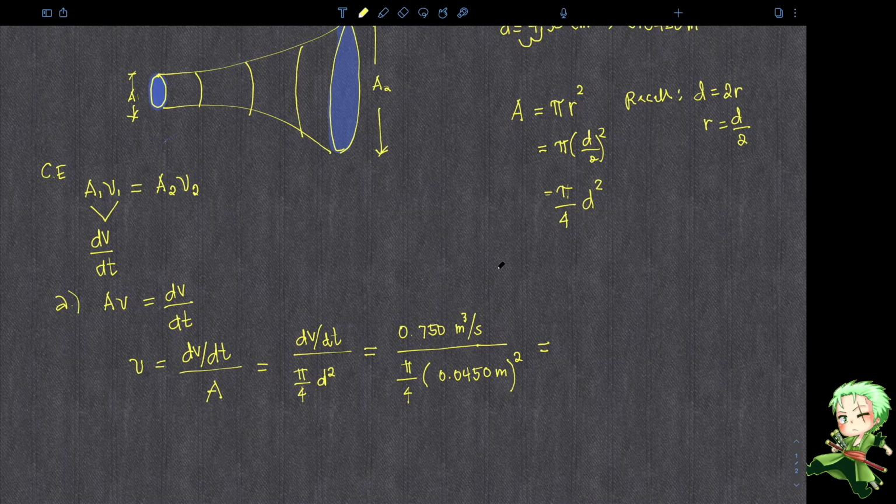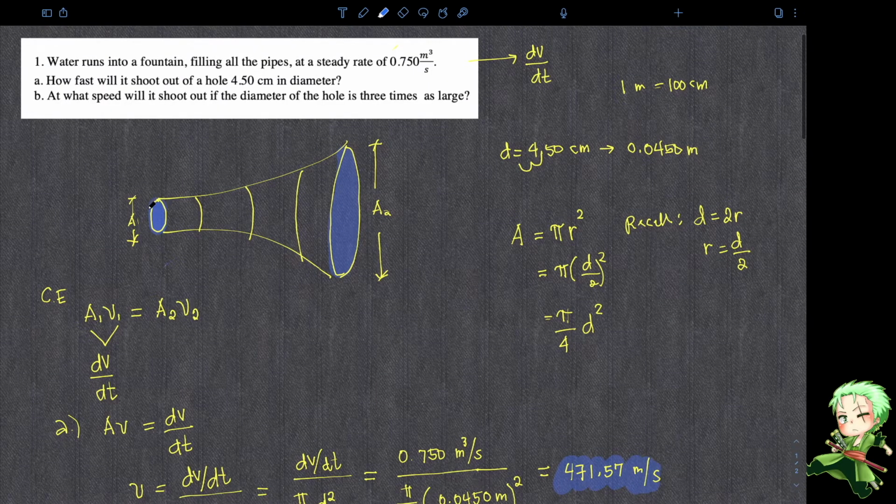result. And plugging in those values to your calculator, you should get pi over 4 multiplied by 0.0450 squared. You should get 471.57. You have 471.57 meters per second. So this is the velocity, or this is how fast your water is actually moving through the small A1, meaning the cross-sectional area with the diameter of 4.50 centimeters.